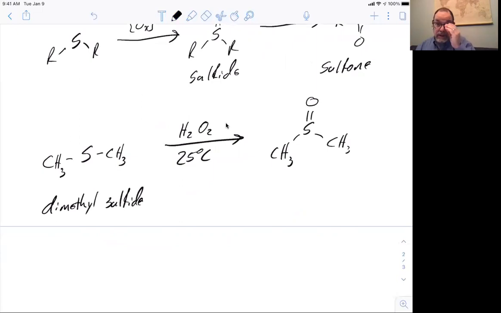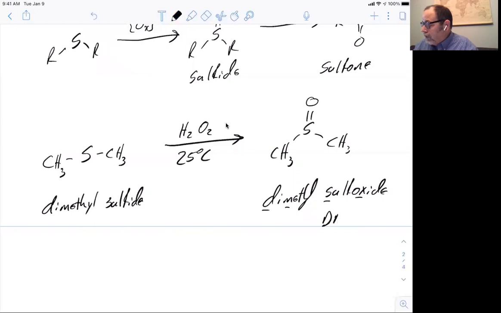So the naming is much like the ethers, right? So this would be dimethyl ether, dimethyl sulfide. And then this one is dimethyl sulfoxide. Known as DMSO, right? So that's our solvent.